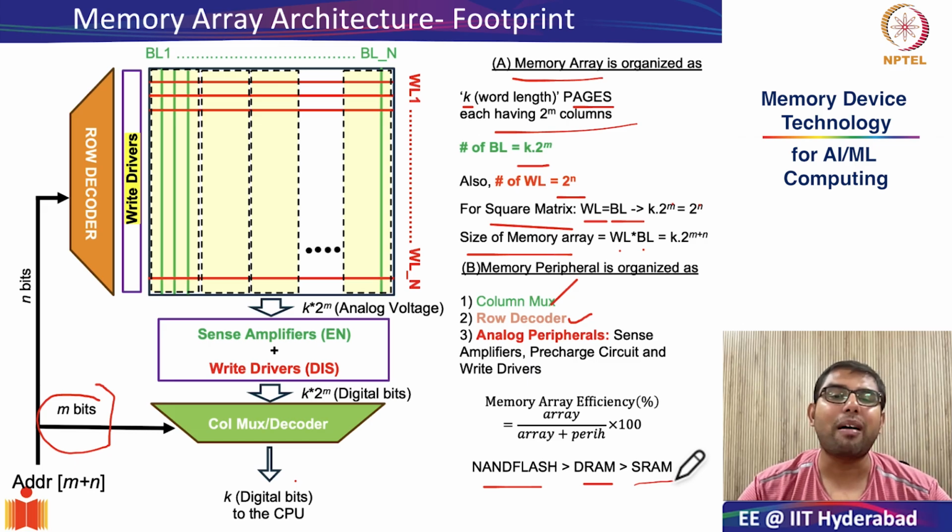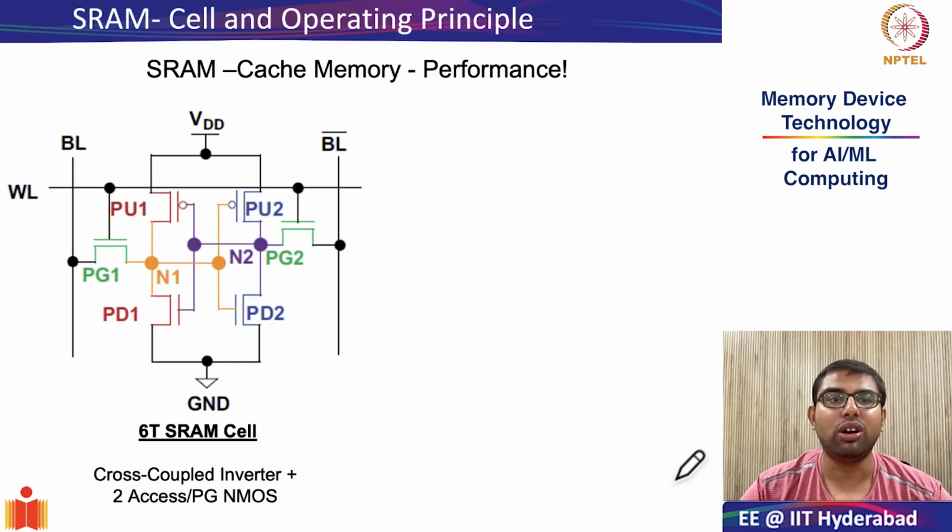For DRAM, it is 60 to 70%, and for SRAM, it can be as low as 40 to 50%. Okay, next we moved on to looking at your SRAM. So remember, your SRAM was right at the top of your hierarchy. It formed the cache memory, and therefore always the focus was on performance.